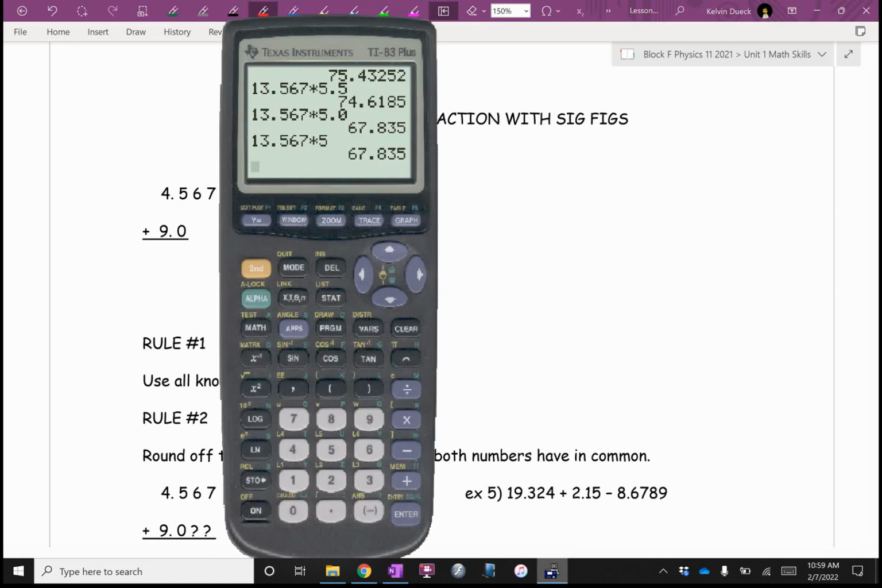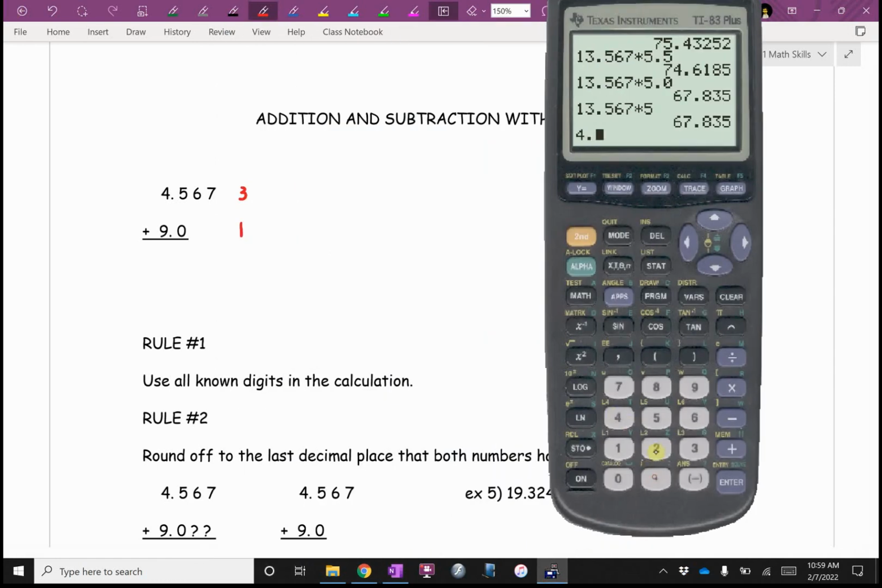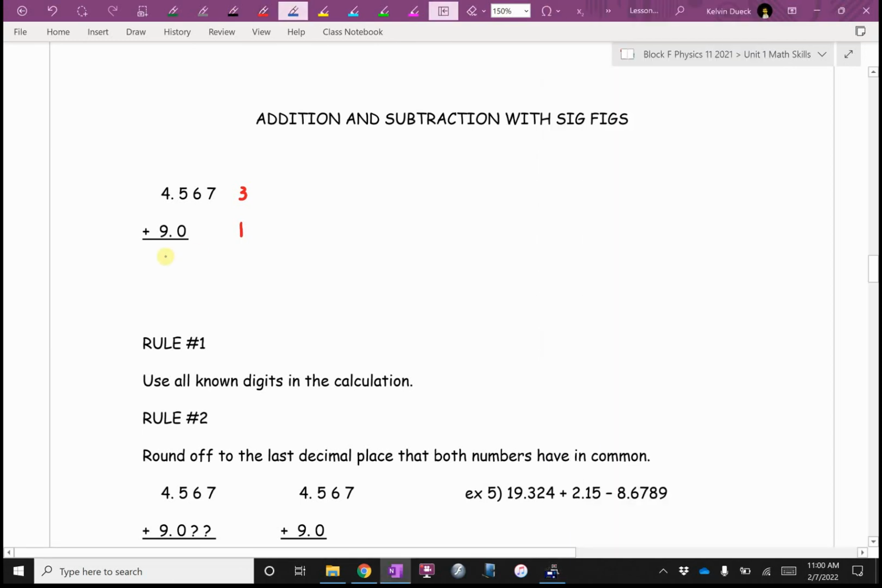I'm going to type this into my calculator as is, 4.567 plus 9.0. Did typing the 0.0 make a difference to my calculation at all? No, so if you skipped that, fine. And I get 13.567, but how many decimal places am I going to go to? Where's the first decimal place? That 5. Is that 5 going to stay a 5 or become a 6? So, final answer, 13.6.